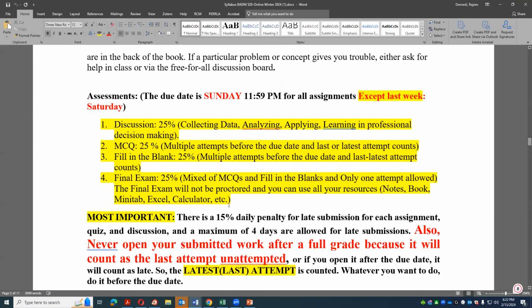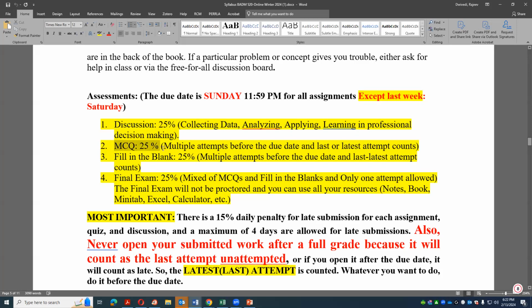And another thing, we have divided this course into 4 parts. 3 parts are for your learning, which means 75% of your grades are for your learning. 25% of your grades are for evaluating your learning, which is the final exam.